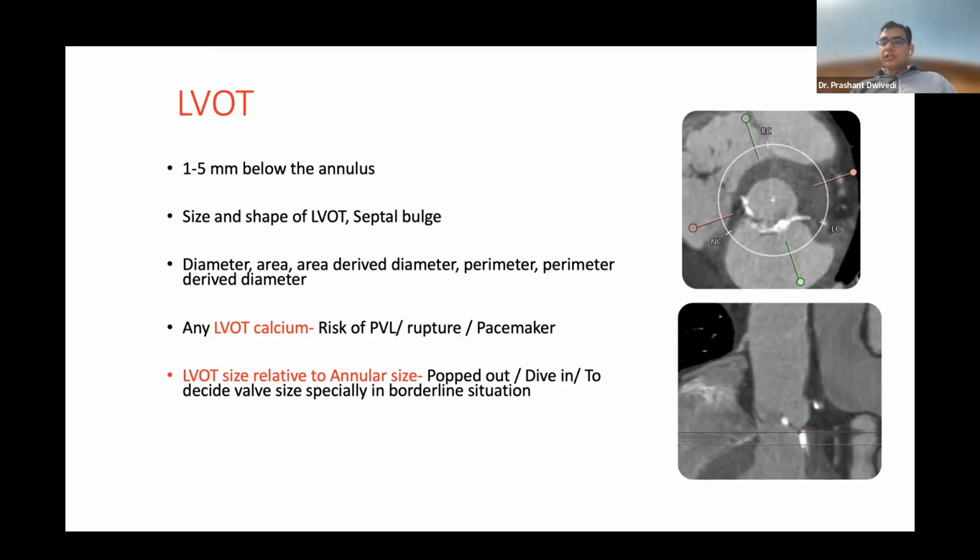We also need to understand if there is any annular or LVOT calcium, because if there is any LVOT calcium, there might be a risk of PVL, rupture, or pacemaker requirement.